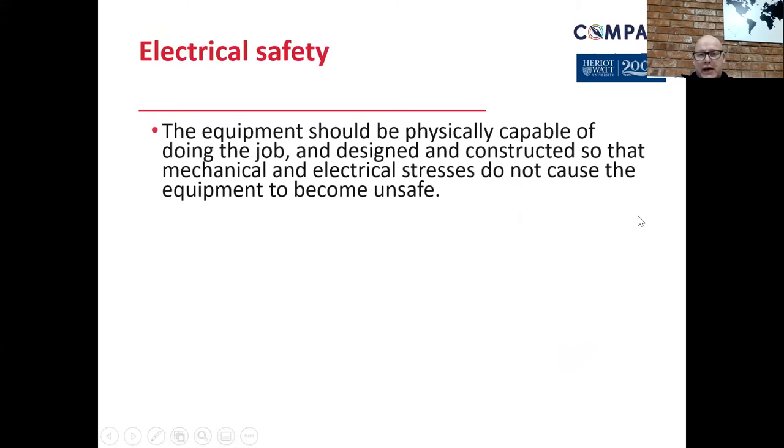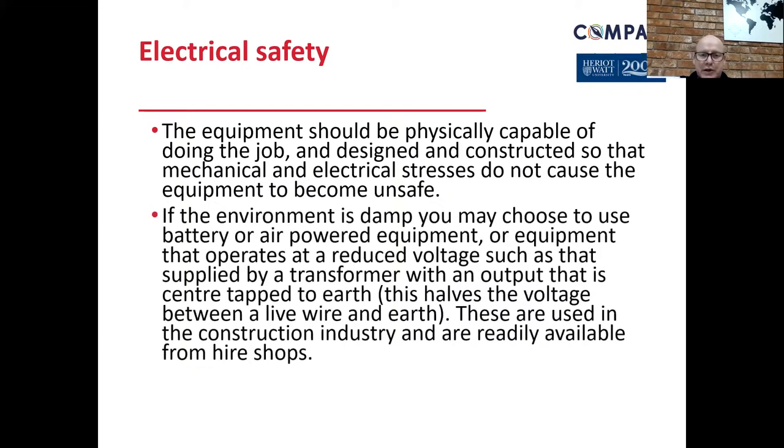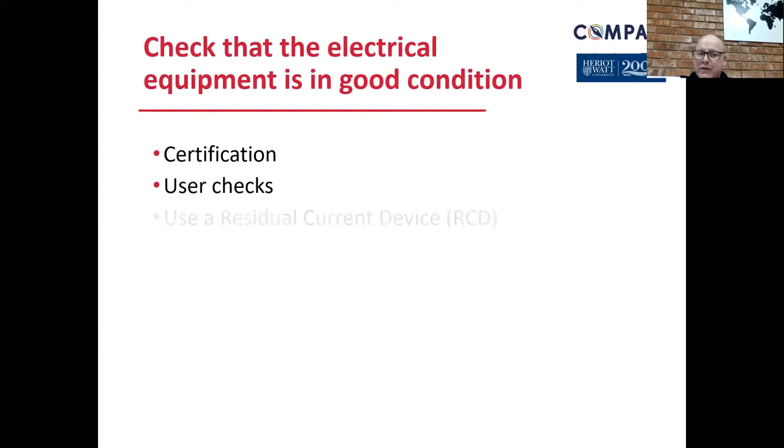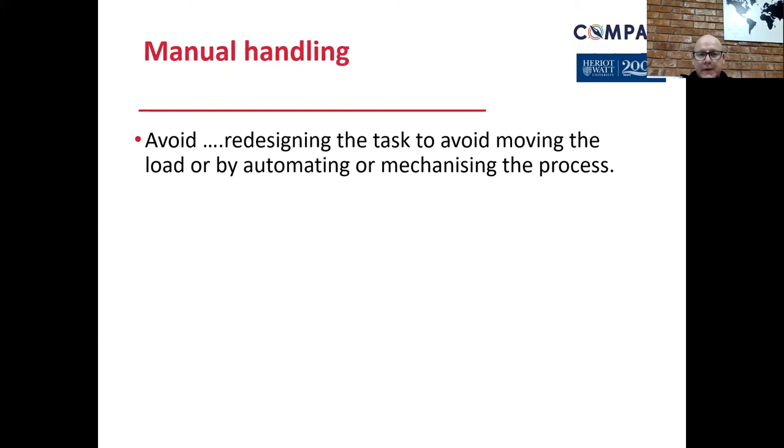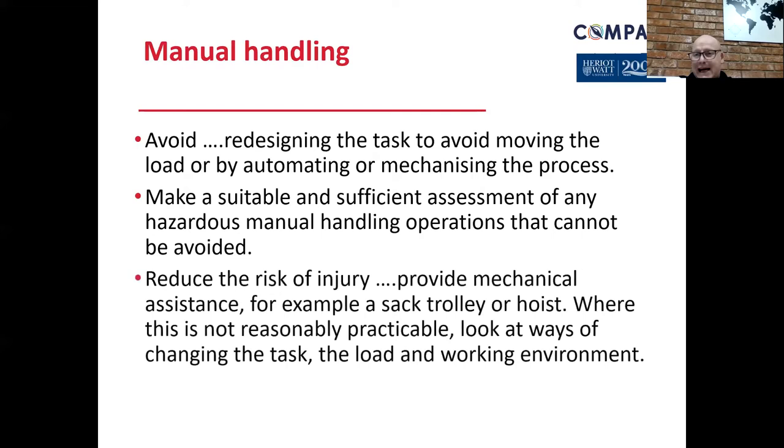Electrical safety is a further example of this, where we take into account particular hazards and concerns and how we can reduce risk associated with that. And again, there's lots of information out there that we can follow, the rules, to get to where we want to be. So avoid manual handling, carry out suitable and sufficient assessments, task, individual, load and environment, and then put the controls in place.